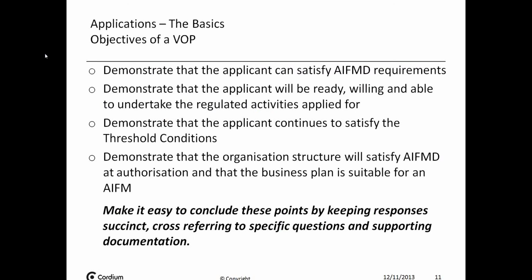So just moving on to what we think are important issues to think about as objectives of your VOP. What you're trying to do is demonstrate that the applicant can satisfy the directive requirements, demonstrate that the applicant would be ready, willing, and able to undertake the regulated activities being applied for, demonstrate that the applicant continues to satisfy the threshold conditions, including the new threshold condition requiring you to ensure that your business plan is suitable for your operations. And then also demonstrate that the organizational structure, both internally and externally, will satisfy AIFMD at authorization, and that the business plan is suitable for an AIF.